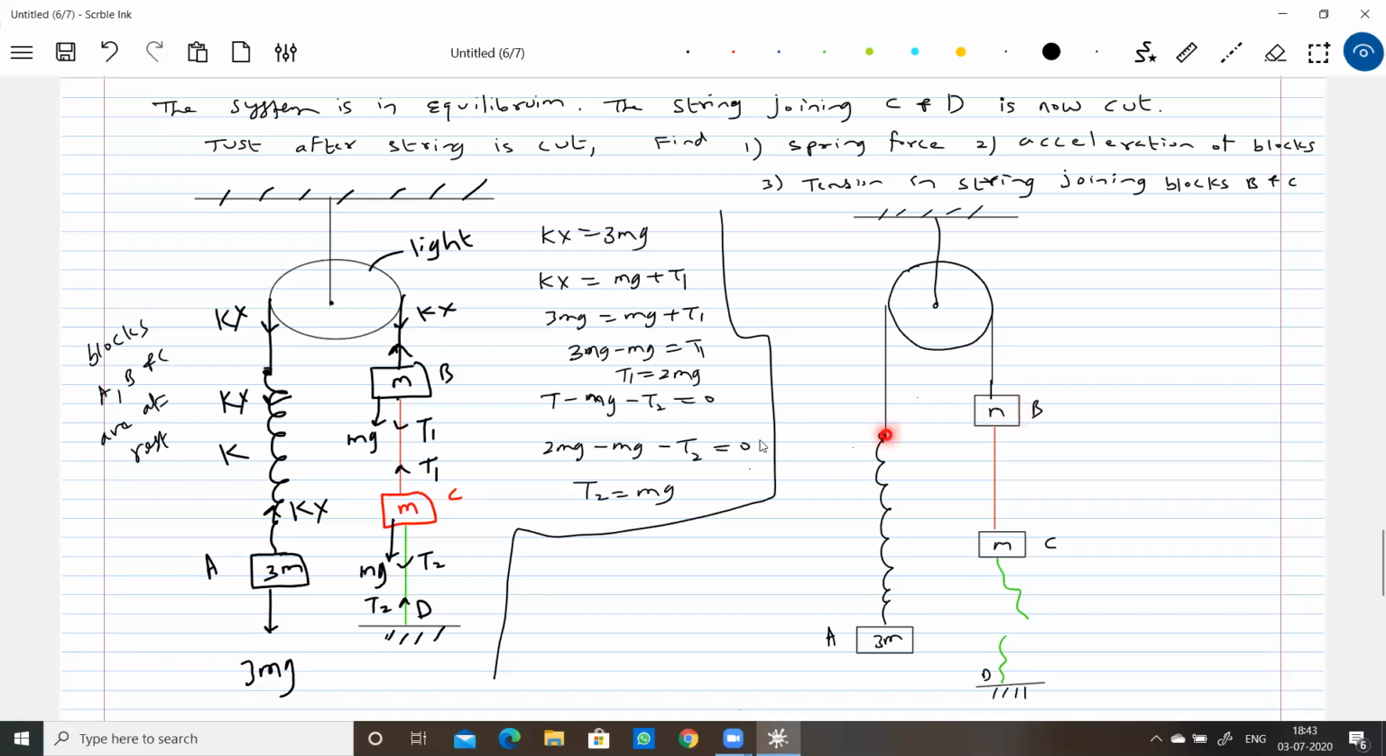So then what will happen to this particular point I am showing? Will there be any displacement of this point? No, there won't be displacement of this point. The reason is that block B will accelerate from rest, and we are asking just after the string is cut. So the displacement of point P just after the string is cut is 0. Then no change in the length of the spring. So spring force will remain the same as it is.